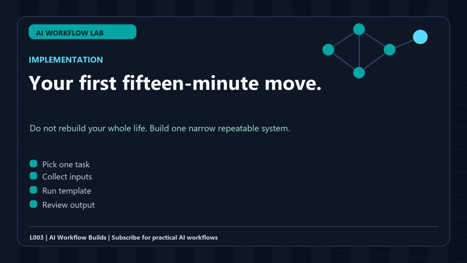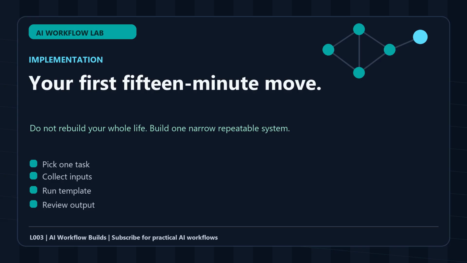Collect 3 real examples of that task. Then write the job description, the scoring rule, and the output template. Run the workflow once. Review it. Fix one rule. Run it again. That is enough for day 1.